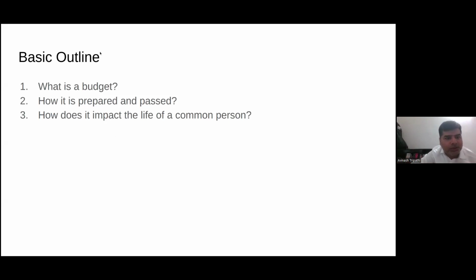This is going to be the basic outline of my talk. First of all, I'm going to talk about what is a budget and why it is important. Secondly, I'm going to give you a very brief snapshot of how it is prepared and how it is passed. And thirdly, I'm going to talk about how it impacts the life of a common person. I should tell you that this entire process is far too complex to cover in about 13 minutes. I can teach you an entire semester elaborating on these 3 points, so I am necessarily going to be a bit brief.